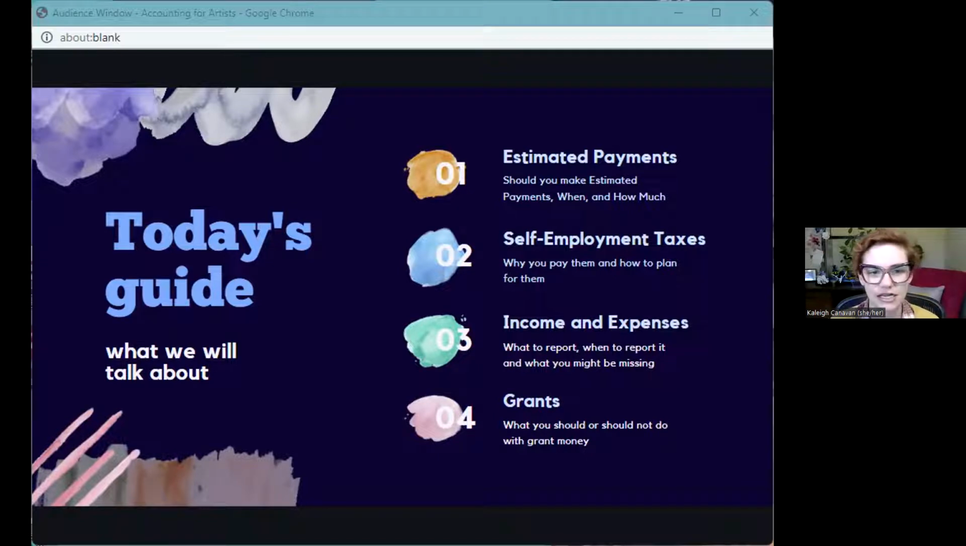Going to talk about income and expenses, what you should report, when to report it, what you might be missing as far as what you can deduct, and also make sure to report all of your income and why. And then finally, I'm going to touch just for a minute on grants, because that seems to be a hot question for a lot of artists. There's been a lot of really cool grants out there recently, and we want to make sure that you are compliant in the accounting requirements of those funds. I did want to say real quick that my brain doesn't really differentiate between your art and business. So when I say your business, I mean your art. And when I say your art, I mean your business. Just don't want to have any confusion there. Your art is business for the purposes of this conversation.